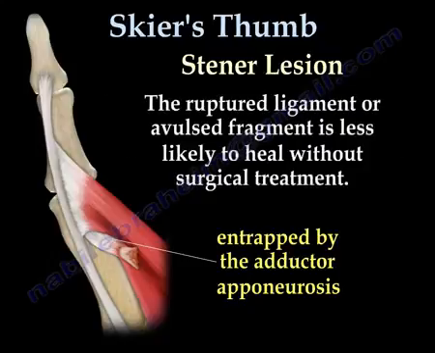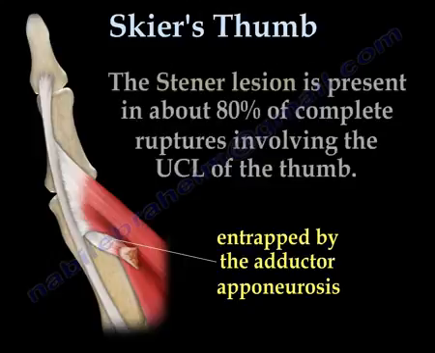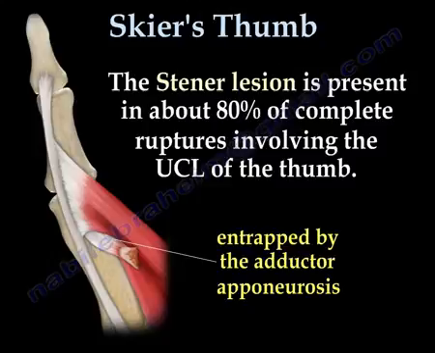The ruptured ligament or the avulsed fragment is less likely to heal without surgical treatment. Stener lesion is present in about 80% of complete ruptures involving the ulnar collateral ligament of the thumb.